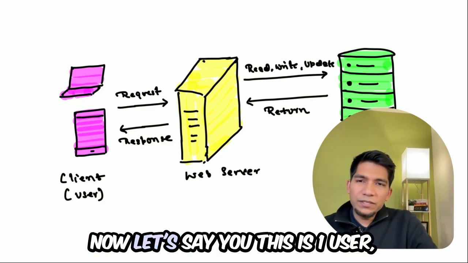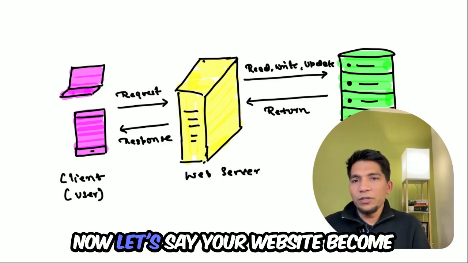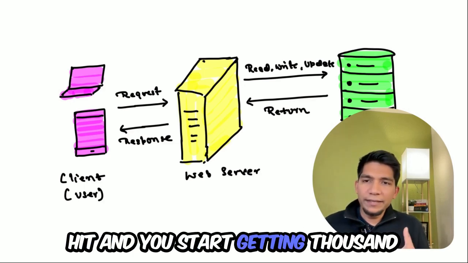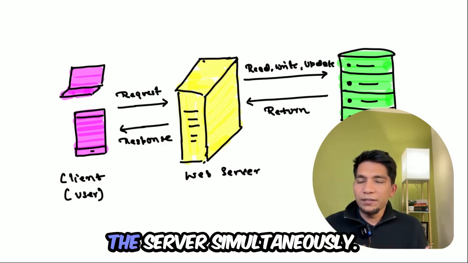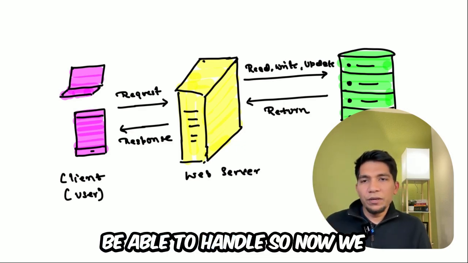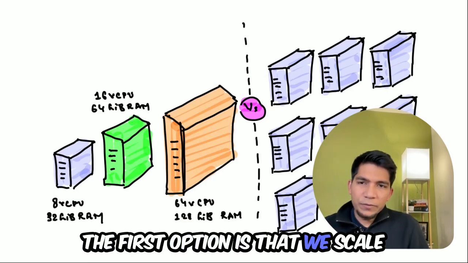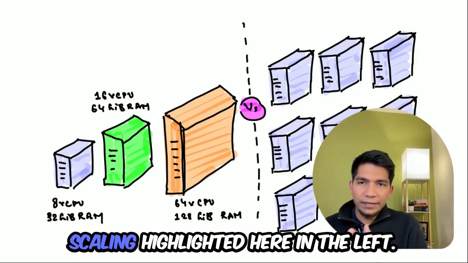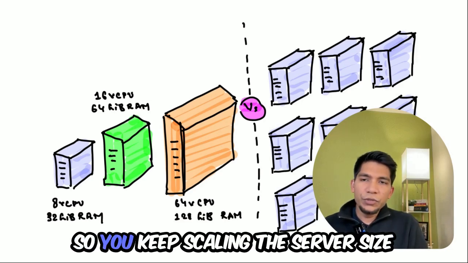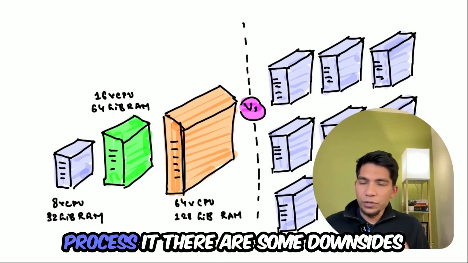Now, let's say this is 1 user, 10 users, or 100 users. Let's say your website becomes a hit and you start getting 1,000 users hitting the server simultaneously. Then this server will not be able to handle it. So now we have two options here. The first option is that we scale the server, which is called vertical scaling, highlighted here on the left. You keep scaling the server size so that it can handle and process more requests. There are some downsides to this.